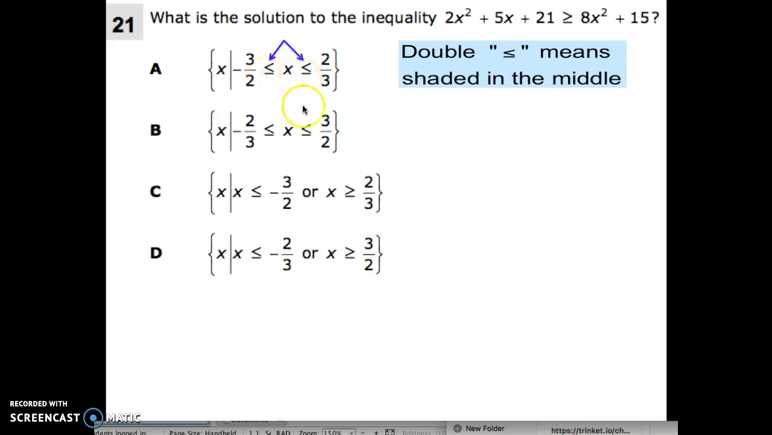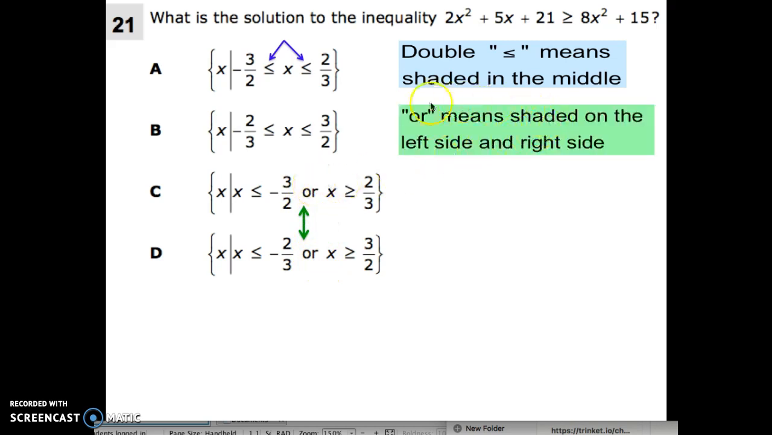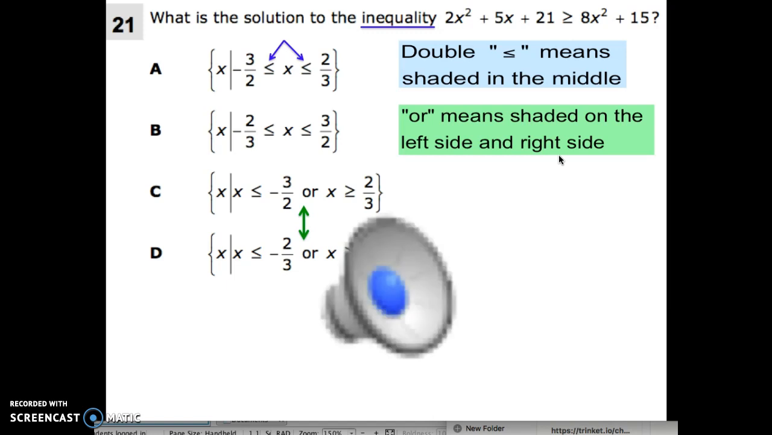If it does not shade in the middle, and my answer is supposed to be one of the ones that say the word or, then that's because the graph was going to give me shaded on the left side and on the right side. It's going to make a lot more sense right now when you see the video, when I actually graph this to decide whether it's going to be shaded in the middle or whether it's going to be shaded on the left side and the right side. And again, inequalities will always require graphing.